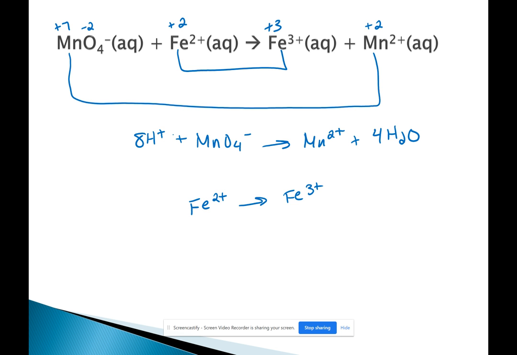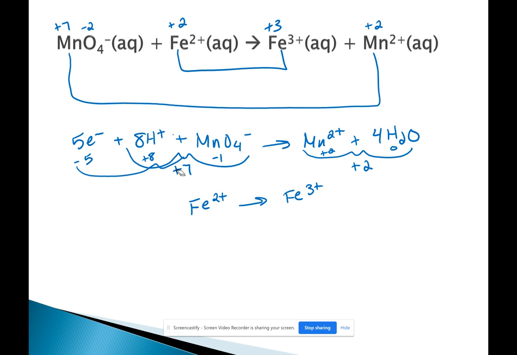Finally, we balance charge using electrons. So if I were to add up the total charge of this side, manganese is a +2, water is a 0, so this side's +2. Total charge of this side, the hydrogen's a +8, because there's 8 of them, each one's a +1. Permanganate is a -1, so this side is a +7. They need to be equal charge. So I'm going to add electrons to the reactant side, because electrons are negative, so that they both have the same charge. So I'll add 5 electrons, because that, of course, would be a -5, and that would bring my total charge down to +2.